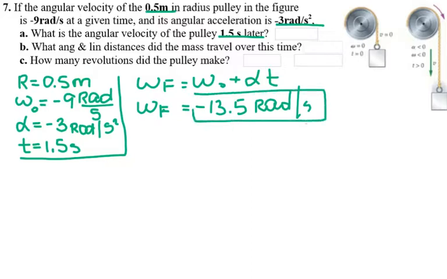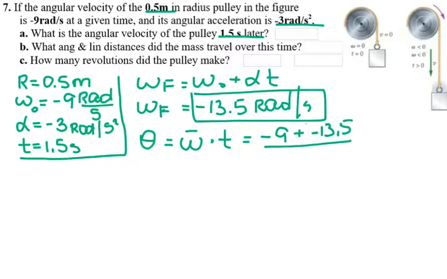So I have this part, and then they ask me for linear and angular distance. So angular distance is equal to average velocity times the time. So that means negative 9 plus negative 13.5 divided by 2, times the time, which is 1.5. So angular distance traveled is negative 16.875 radians.